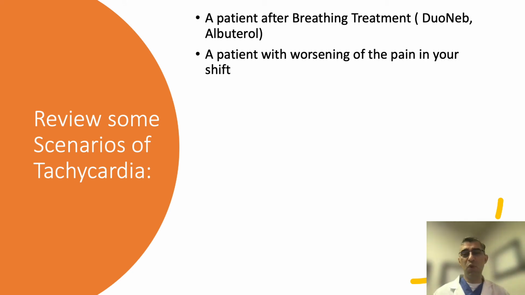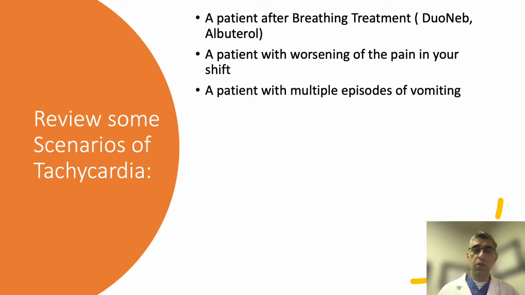A patient with worsening pain in your shift, that can make the heart rate go up. That means when you have a tachycardia scenario, the pain is causing the heart rate to go up. You don't need to call 911 because the heart rate is 110. You just need to say, okay, the patient's pain has gotten worse and the heart rate goes faster.